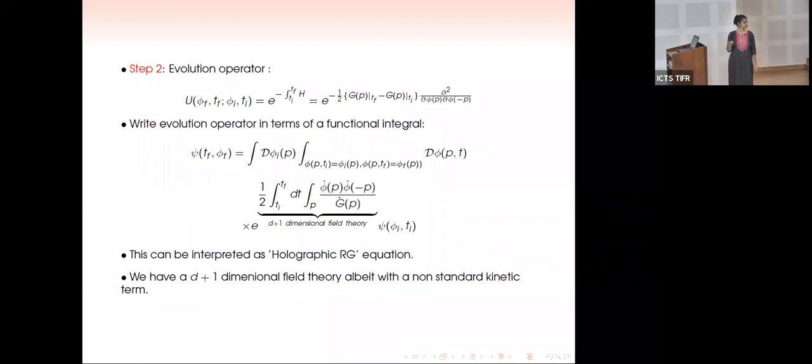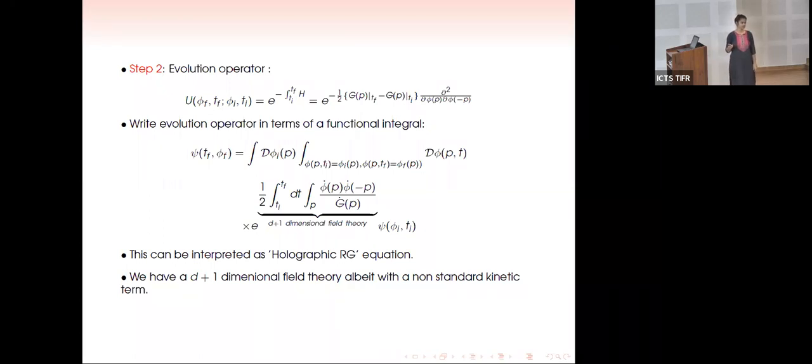So this evolution operator you're writing from the, let me see, this is just a path integral. The path integral, and your g of p at time tf minus g of p at time ti del squared. Okay. And then you're writing it here as... So this t is your RG parameter. Yes, t is scale.